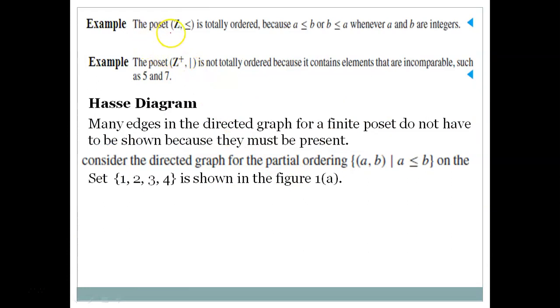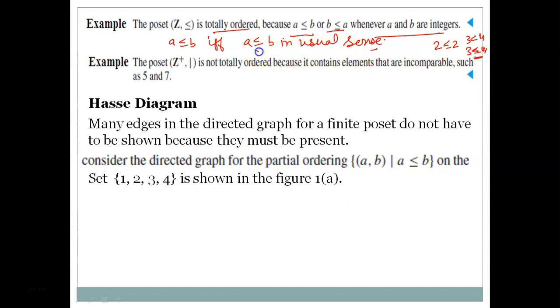So these are the examples. A partially ordered set Z, less than or equal to, is totally ordered because A less than or equal to B or B less than or equal to A whenever A and B are integers. In this case, you define A less than or equal to B if and only if A is less than or equal to B in the usual sense. As I have already explained, 2 is less than or equal to 2, or 3 is less than 4. We can also write 3 less than or equal to 4. So one of these must hold, either equal to or less. So we can write like this.